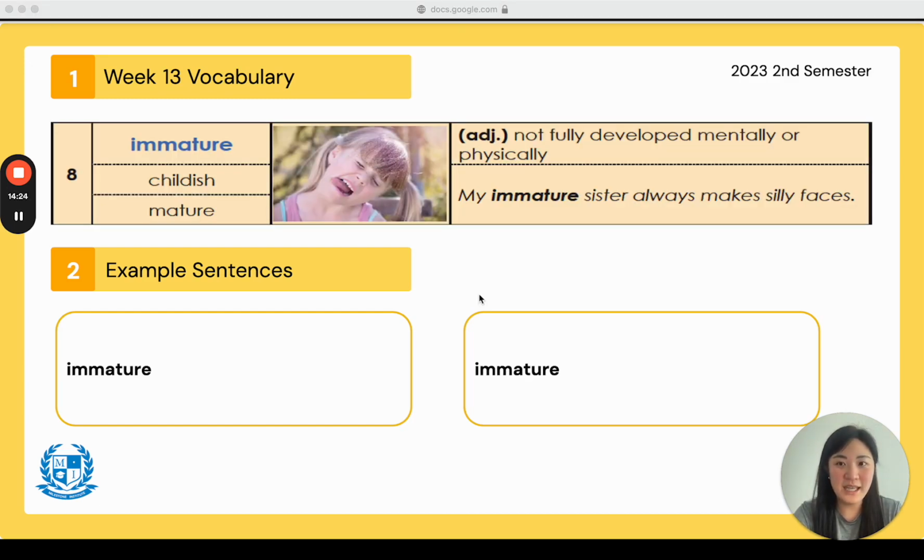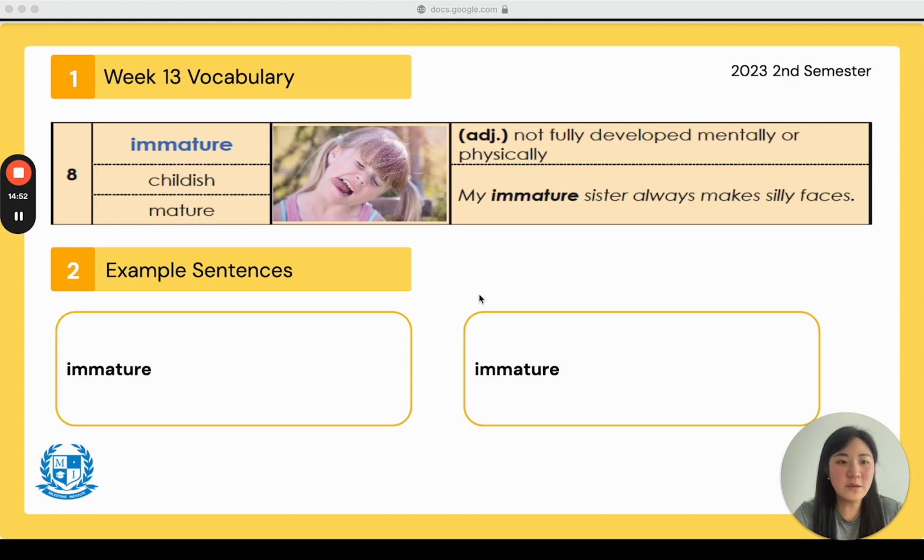The word is immature. Immature. And the synonym is childish, and the antonym is mature, meaning like you're an adult. Childish, you're acting like a baby. And it is an adjective, not fully developed mentally or physically. So it says, my immature sister always makes silly faces. I remember why I didn't make sentences for this. Repeat after me. My immature sister always makes silly faces.